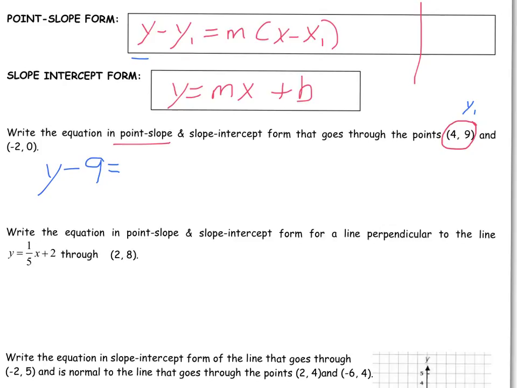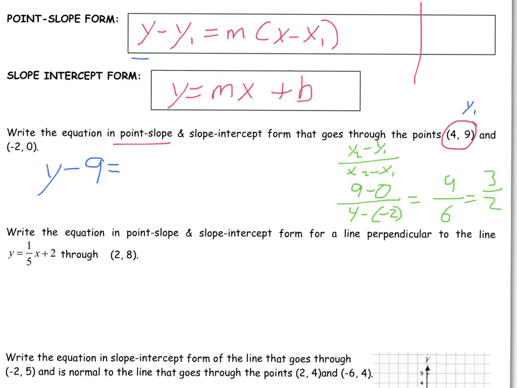I don't have my slope, but if you'll remember yesterday when we looked at that, we found the slope by saying 9 minus 0 over 4 minus -2. Where did I come up with that? You remember our equation from our previous y2 minus y1 over x2 minus x1. When I simplify that, I get 9 over 6, which is the same as 3 over 2.